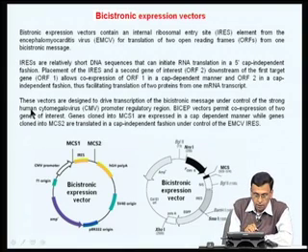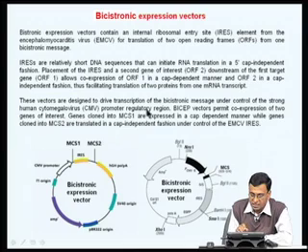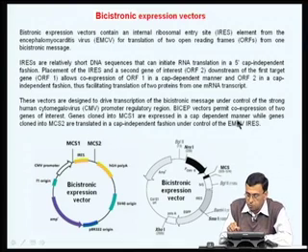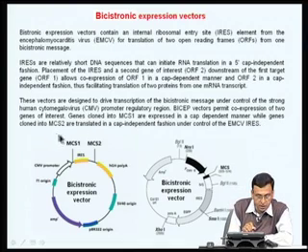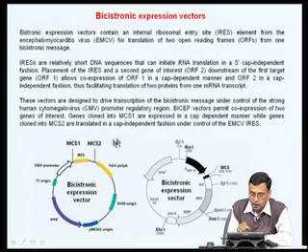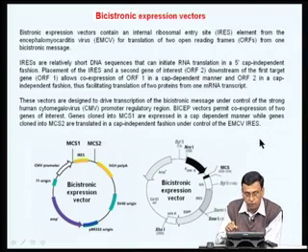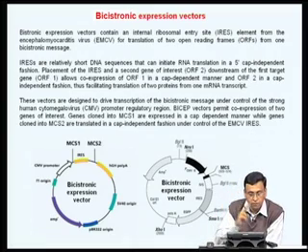So the bicistronic vectors are designed to drive the transcription of a bicistronic message under the control of a strong viral promoter such as the CMV promoter, and these vectors permit co-expression of 2 genes of interest. Genes cloned into MCS1 are expressed in a cap dependent manner, and genes cloned in the subsequent MCS are translated in a cap independent fashion under the control of the internal ribosome entry site. So you can make 2 proteins from a single vector.